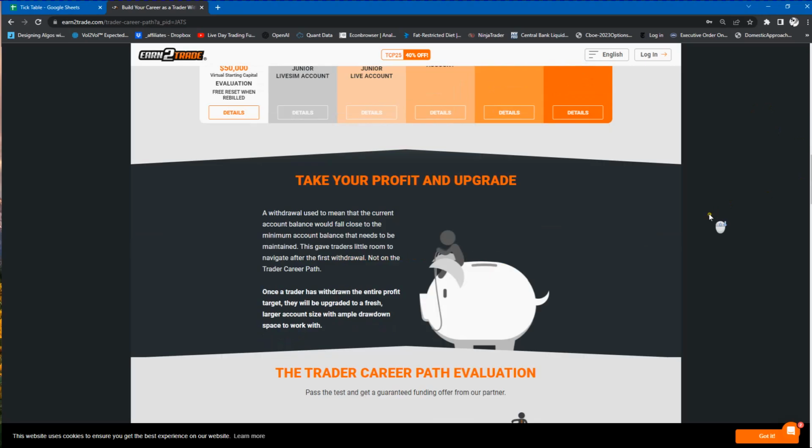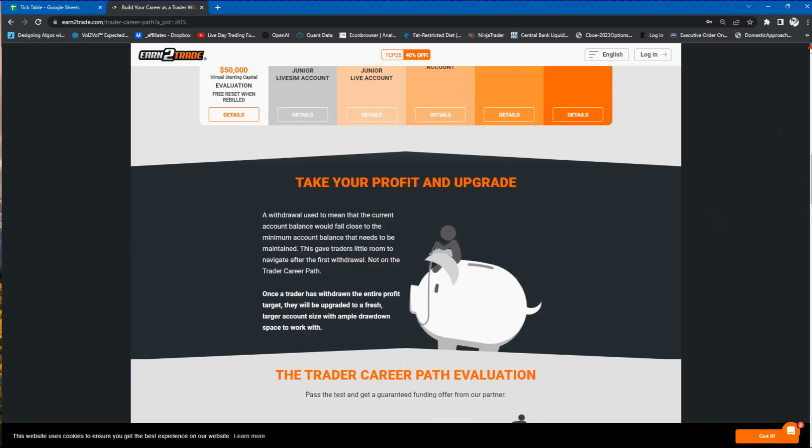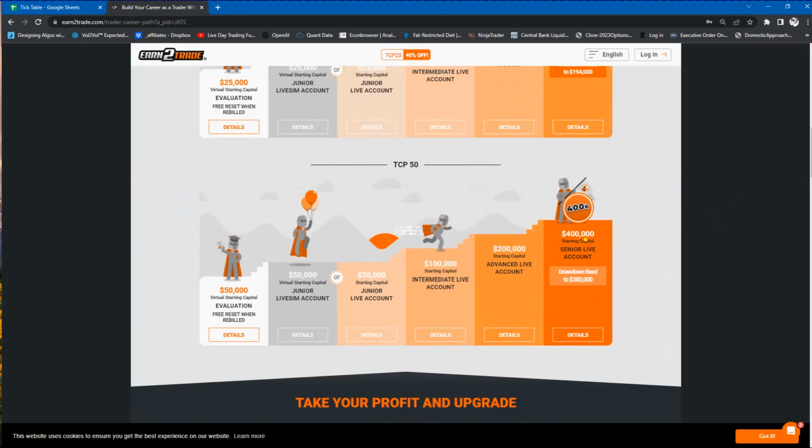If you start with the $50,000 account, trader career path, you have the opportunity to come up to a $400,000 senior live account, and the drawdown is fixed. So there's no more trailing drawdown. So that just means that you have a daily loss limit. And once you start making profits, that drawdown does not trail up behind you.